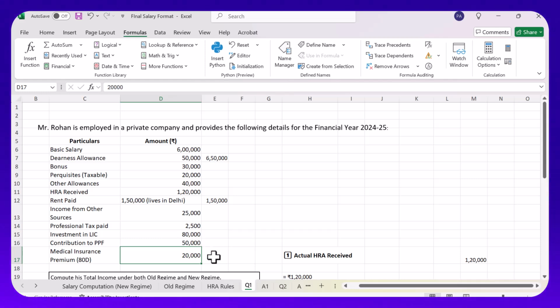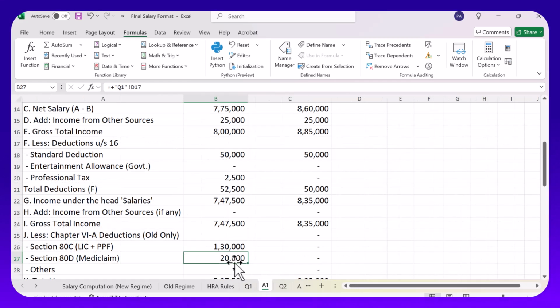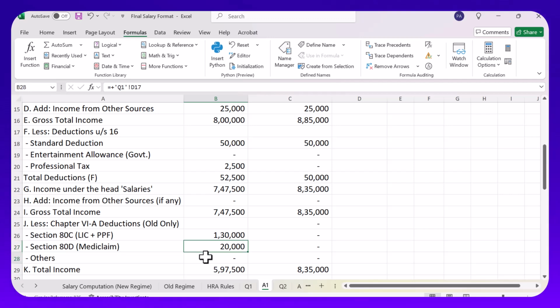20,000. Okay, so he's taken a medical cover for his family, and medical cover is basically a hospitalization cover. In case you're hospitalized, then if you pay a premium to an insurance company, the insurance company is going to settle the bill with the hospital, so you don't have to pay the hospital bill if you have taken a policy. But there are some limits for that. It depends upon the policy which you have taken.